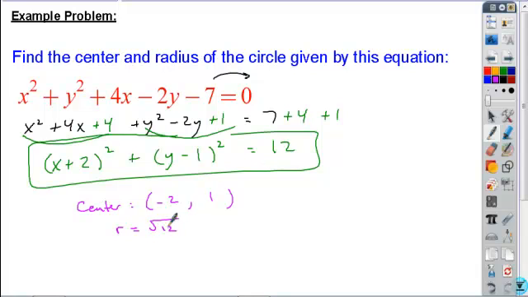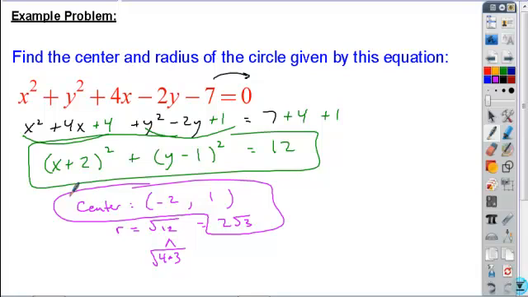So the square root of 12, which also can be reduced. 12 has a perfect square factor of 4. So if you simplify that, the square root of 4 comes out as a 2. The factor of 3 stays inside the radical. And so this would be your final solution for this.